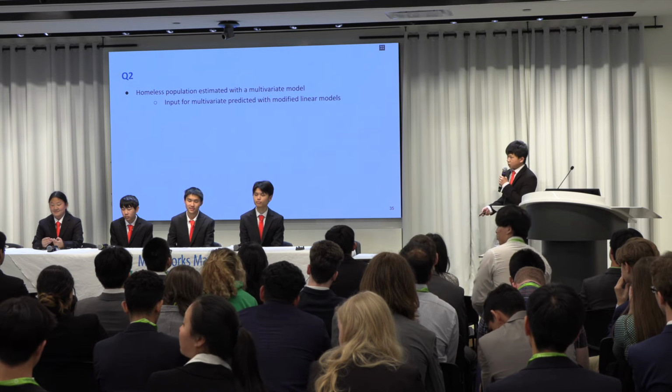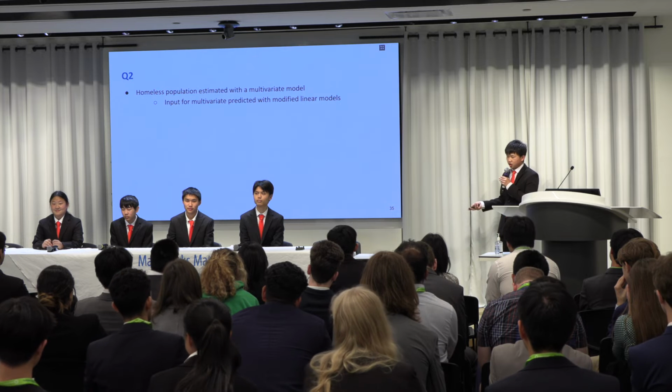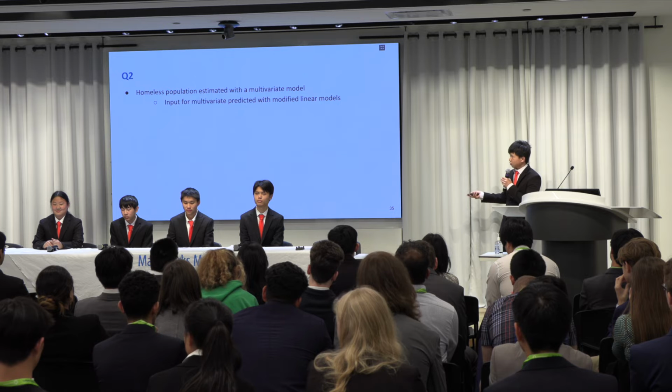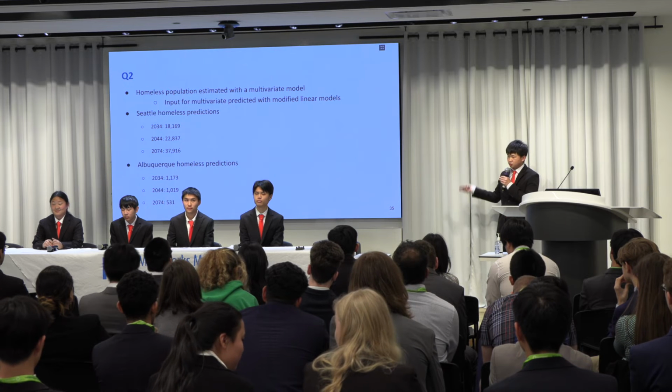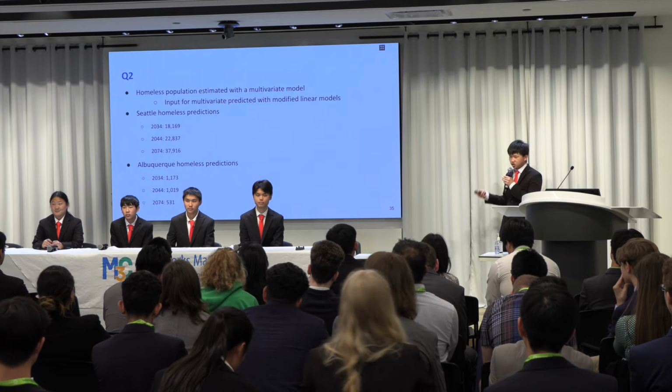In Q2, we were tasked with doing much the same thing, just with homeless populations, and using a multivariate model based on single variable linear models. We found that Seattle's homeless population was expected to increase, whereas Albuquerque's is expected to decrease.